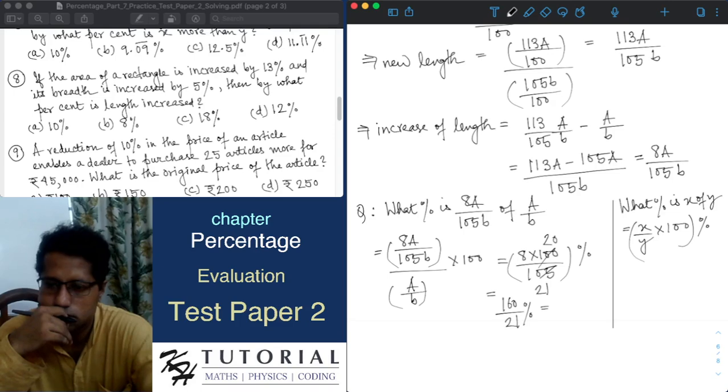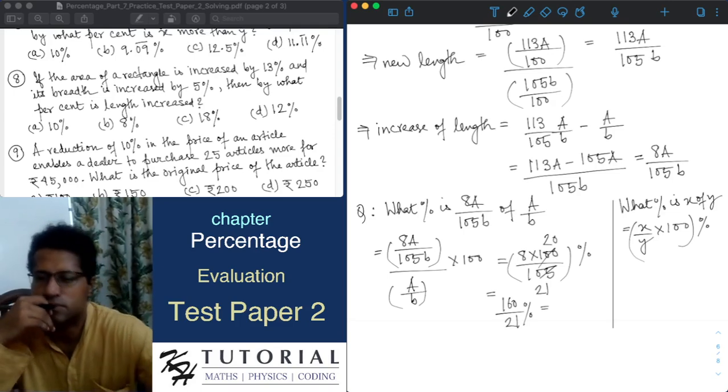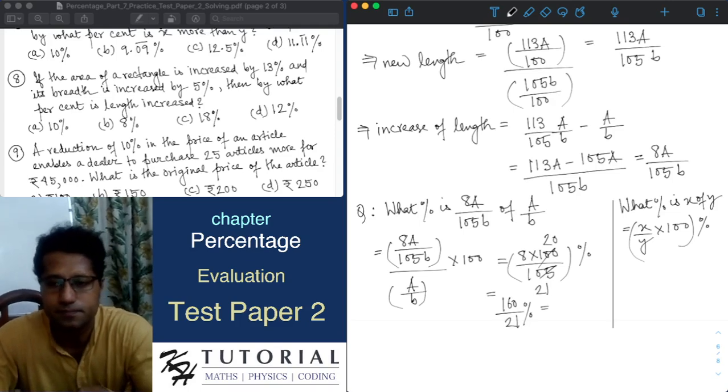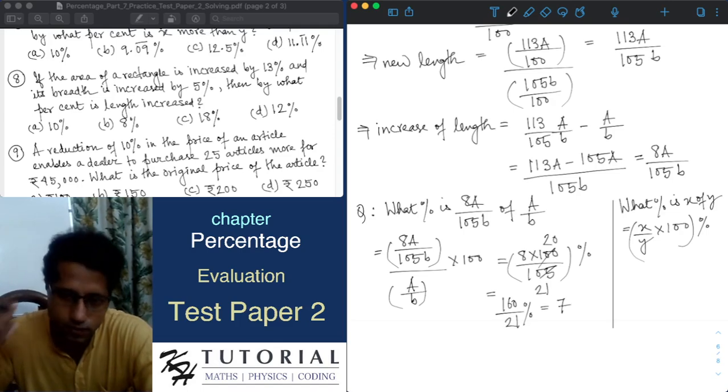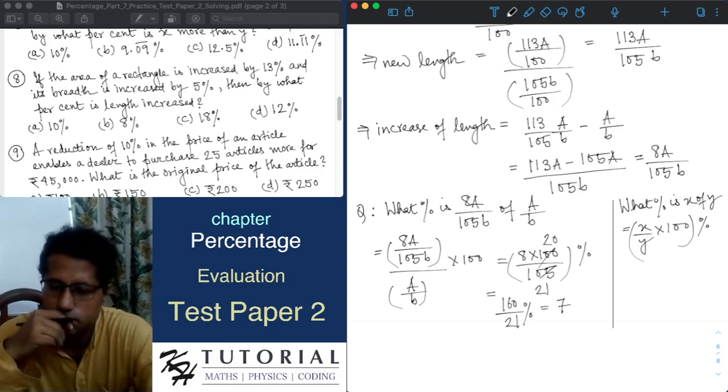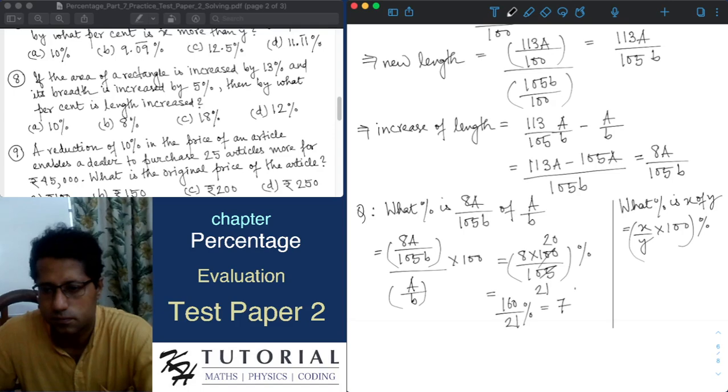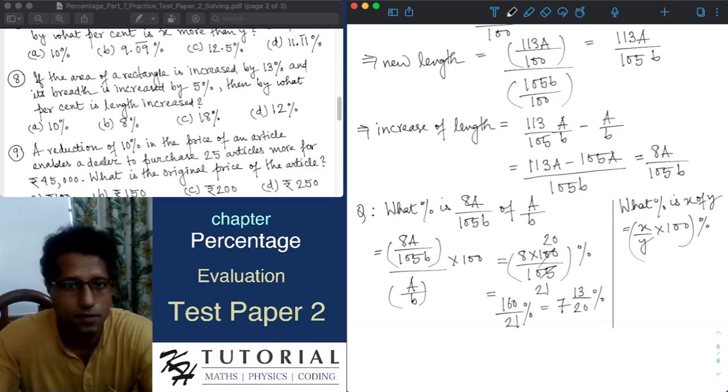This is 160 by 21. It is not an integer. It is not a perfect integer. This is the answer that I am getting, and it is not matching with any of the choices given.